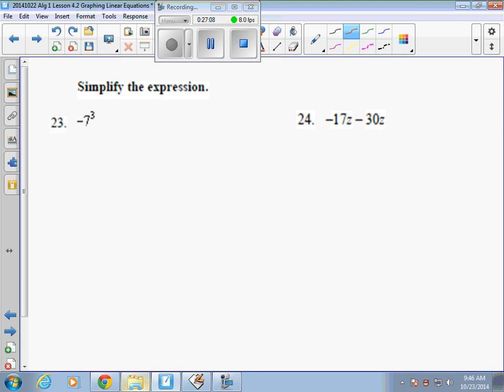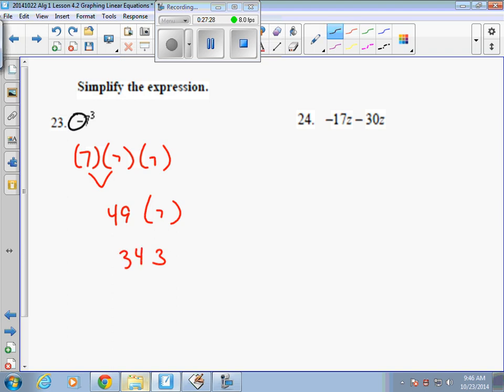And then simplify the last two. Negative 7 to the third power means 7 times 7 times 7, not negative 7 times negative 7 times negative 7, not the sign. This gives you 49 times 7. We know 7 times 9 is 63. 7 times 4 is 28, plus 6 is going to be 34. So 343, and then this little negative comes down in front of it to give you negative 343.